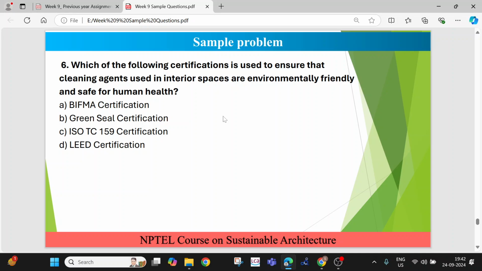Which of the following certifications is used to ensure the cleaning agents used in interior spaces are environmentally friendly and safe for human health? So for these cleaning agents, which certification do you refer to? Out of the four options: BIFMA certification, Green Seal certification, ISO TC 159 certification, or LEED certification.